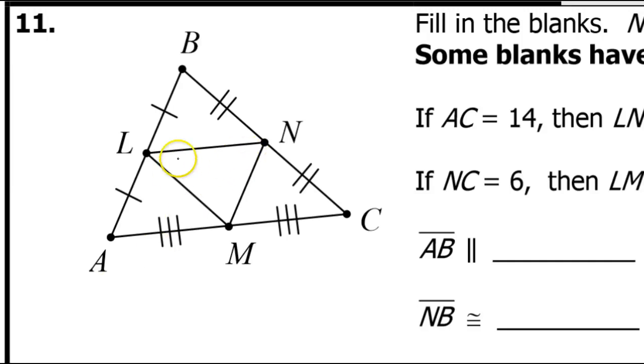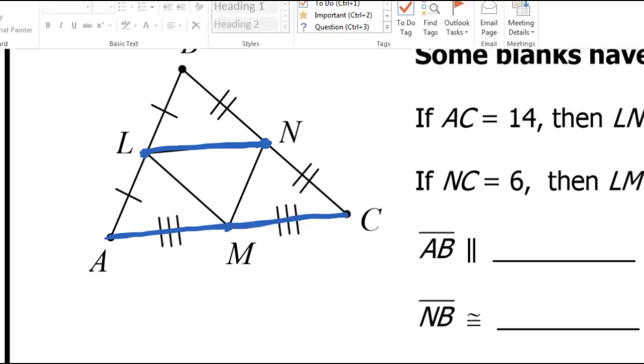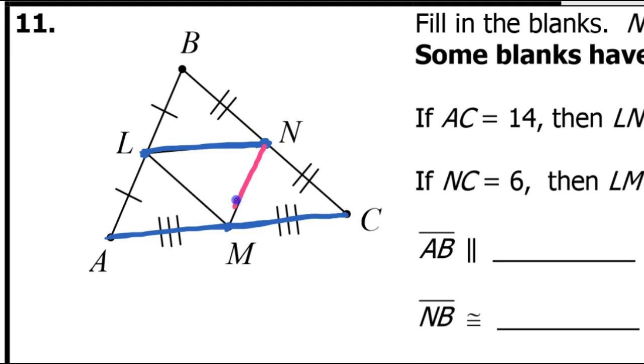For number 11, I see all these tick marks, and these tick marks are causing L, N, and M all to be midpoints. It's congruent on either side, so these are all midpoints. That means that each of these is a midsegment. All right, and so each midsegment is going to be half the length of the parallel side. So this is a midsegment, and it will be half the length of this. Similarly, this is a midsegment, and it will be half the length of this. And this is a midsegment, and it will be half the length of this.